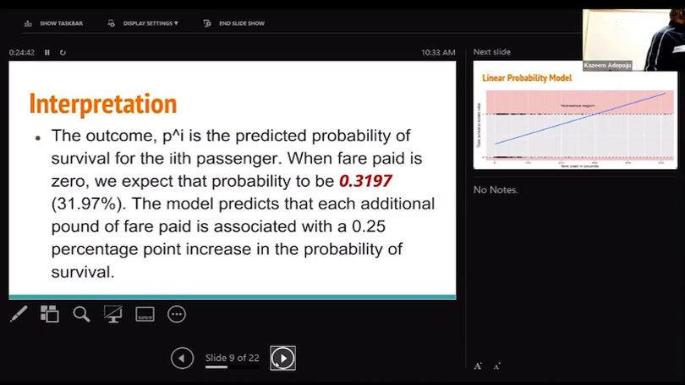Now, what about this one here? The model predicts that each additional pound of fare paid is associated with a 0.25 percent increase. How do I get that? You multiply this by 100, and when you approximate, you have 0.25. That was how we got that. You get that now? Now, I'm going to show you what happens when you plot it using the linear probability model.